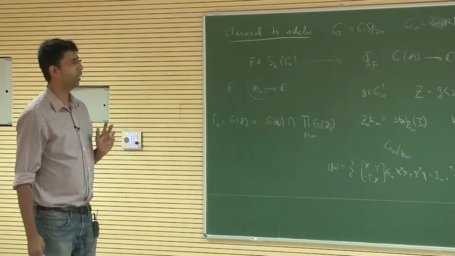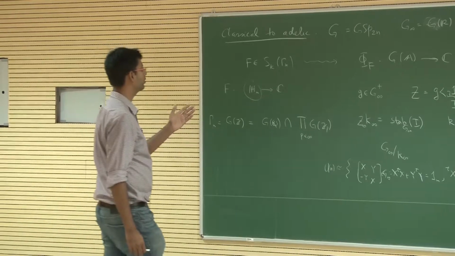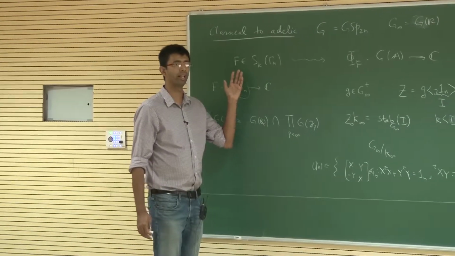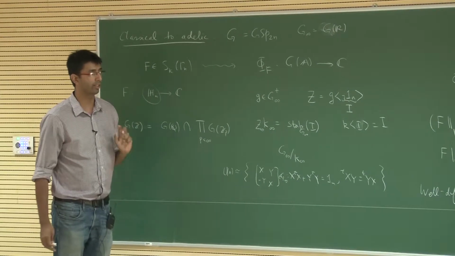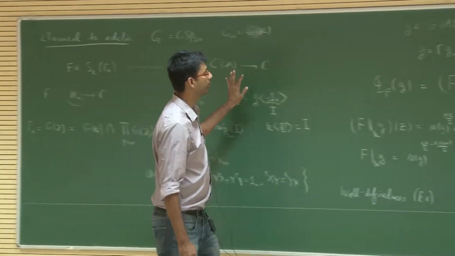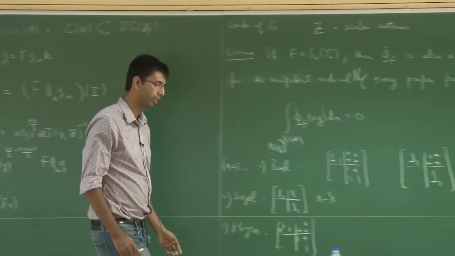If I'm going to do anything more, I need more information on F. And the next thing is that you assume a Hecke eigenform. And that's what we're going to look at next. Hecke eigenform here means what about phi of F? Before we do that, any questions?